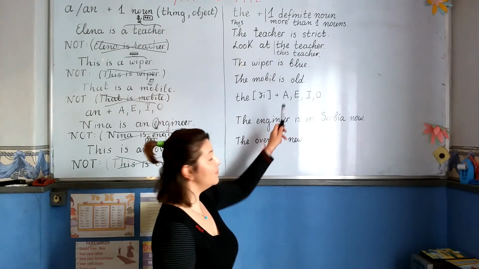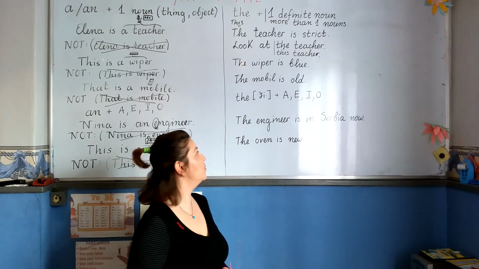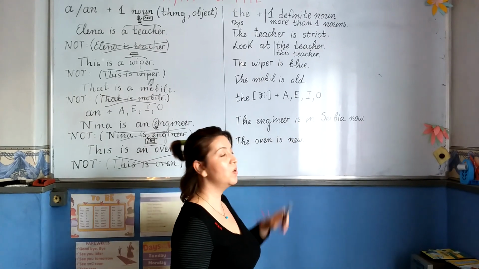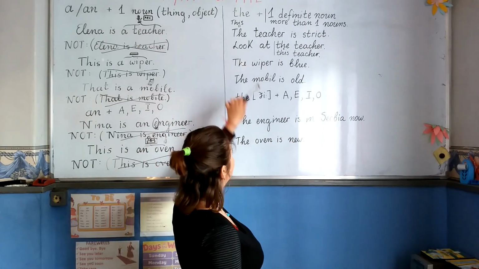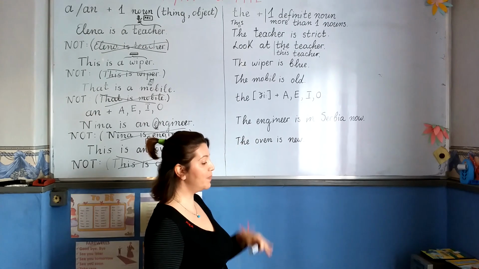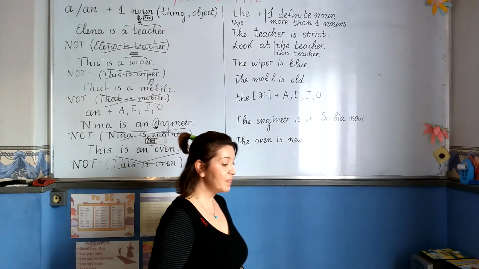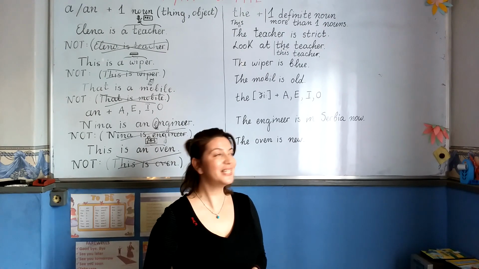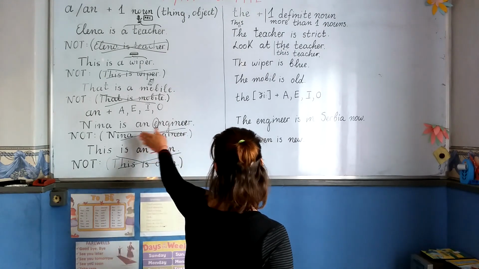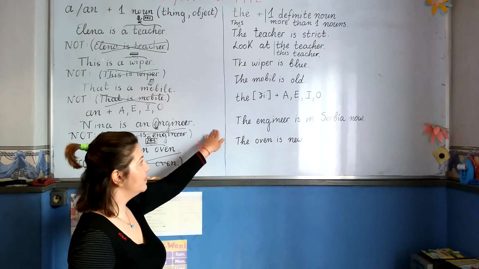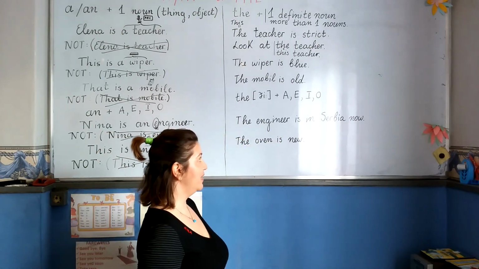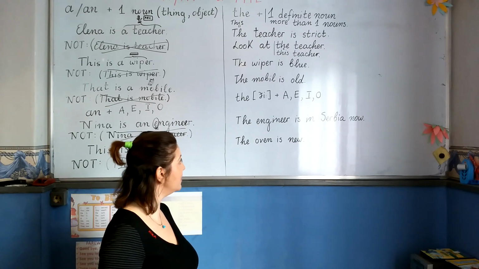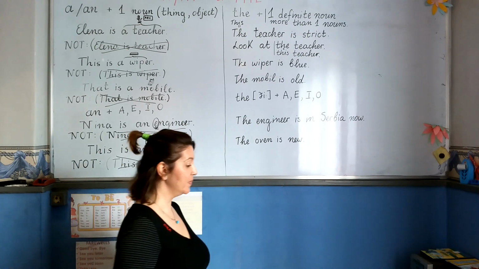Well, when we have a noun starting with A, E, I, O, we pronounce the as 'thee'. For example, we don't normally say the apple, we say thee apple, right? Nina is an engineer. The engineer is in Serbia now, right? The engineer is in Serbia.